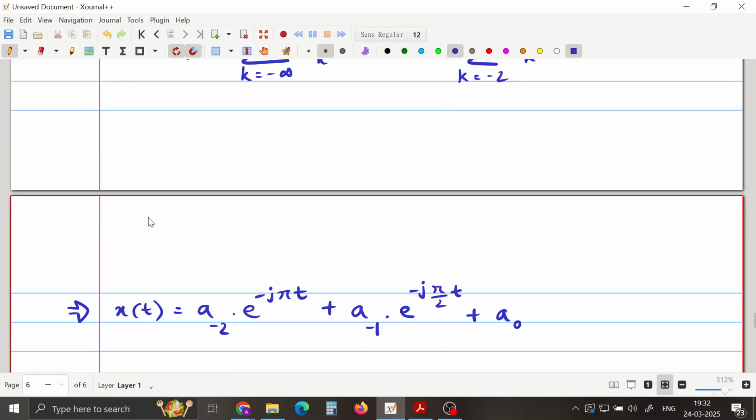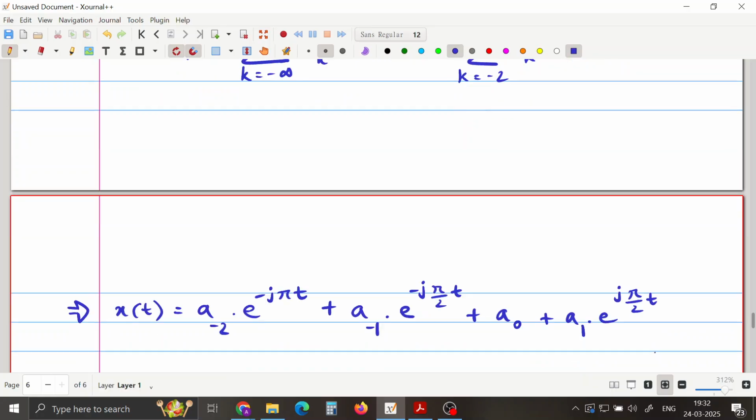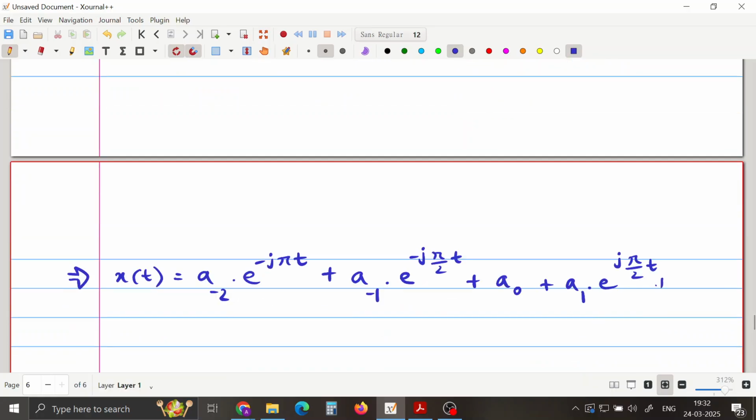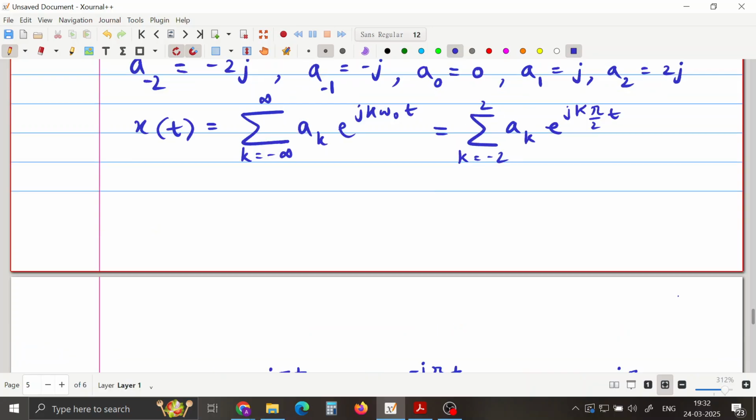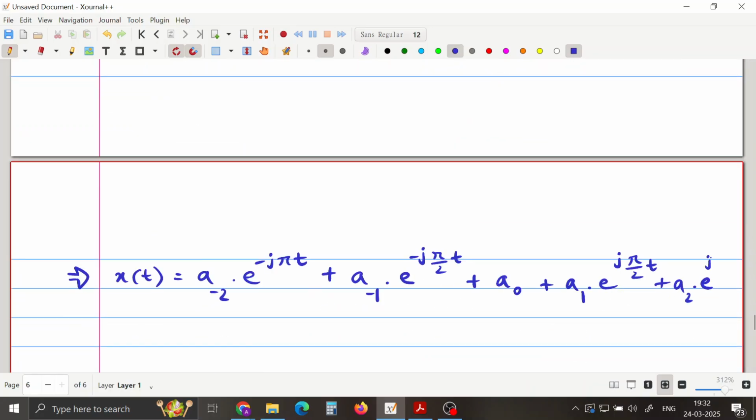And for k equals 1 I'll have a1 times e power j pi by 2 into t, and for k equals 2 I'll have a2 into e power j pi t.